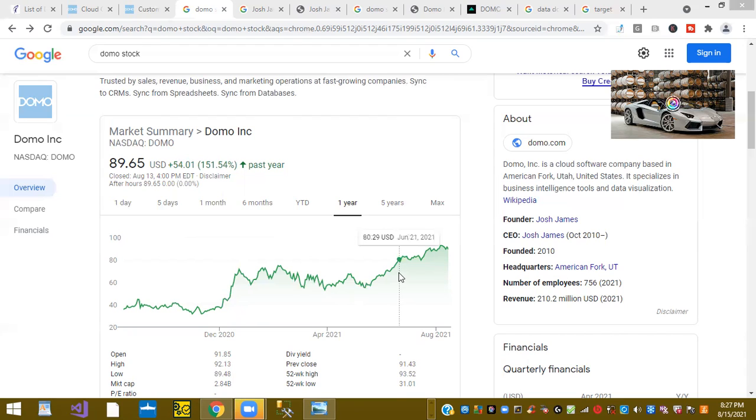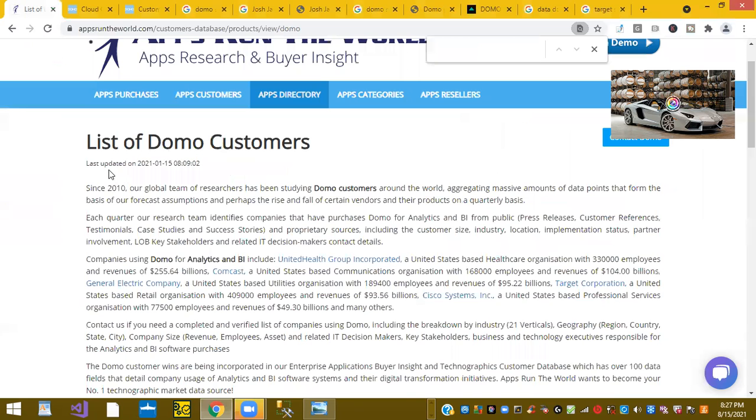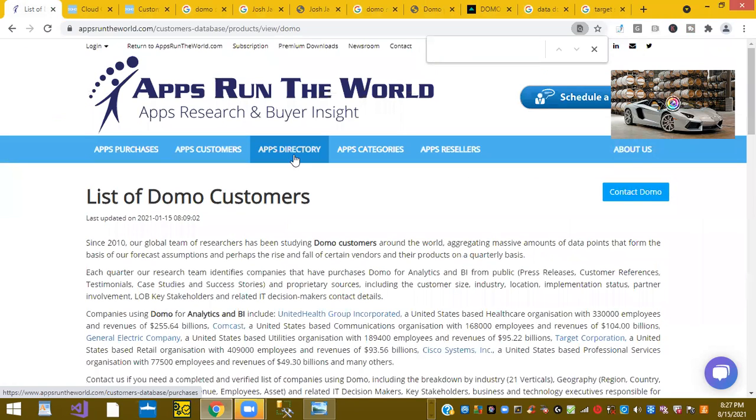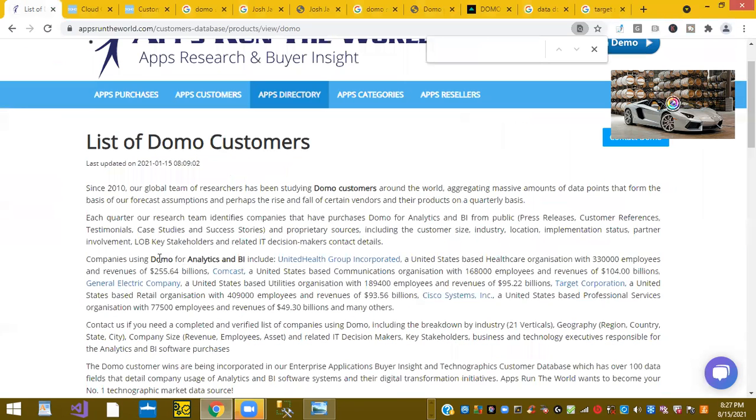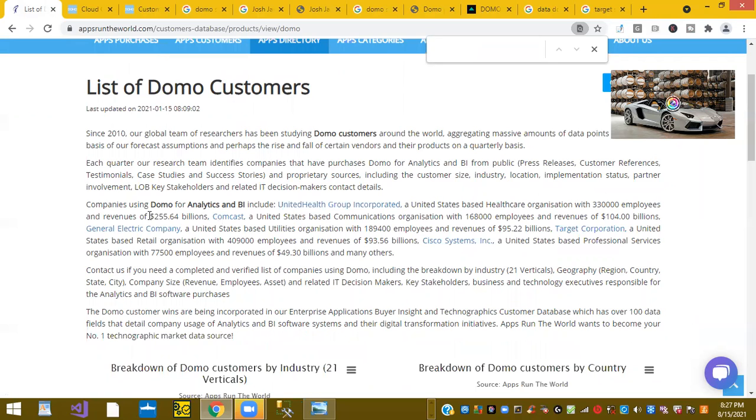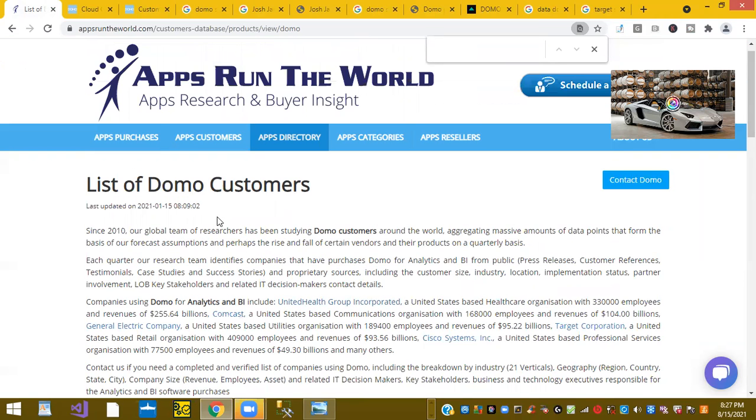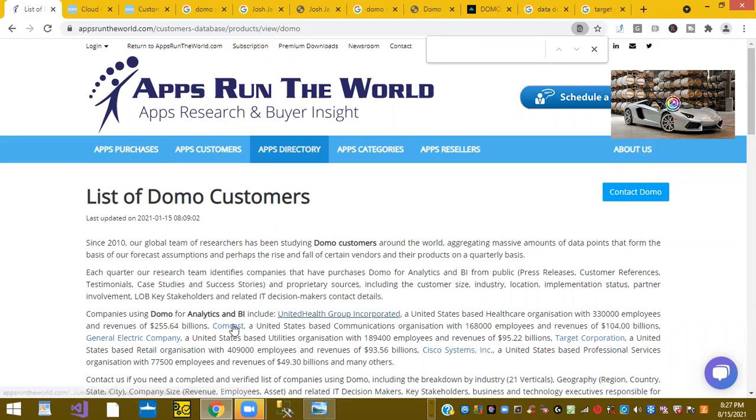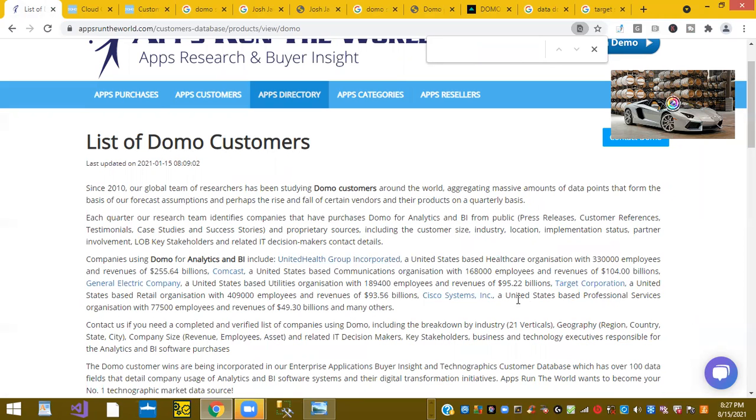Now, Domo has had a number of company partnerships, and one of them is Target, which I always talk about. But on a website called Apps Run the World, there's a list of Domo customers. United Health Group Incorporated uses Domo for its analytics and business intelligence. This is a large health insurance group, which supports over 330,000 employees with revenues of $255 billion. And Comcast. So this is a huge deal, who they partner with: United Health, Comcast, and also Target, and many more organizations, including United States based professional services. I mean, this is huge.